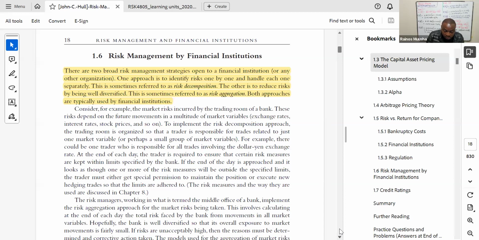Please take note of this because they can potentially ask you as a theory question where they can ask you to define risk decomposition, or they can ask you to define risk aggregation, or they can give you a statement and ask, does this statement describe, for example, risk decomposition, or does this statement describe risk aggregation, from a true or false point of view. So please, as a potential theory question, take note of this.